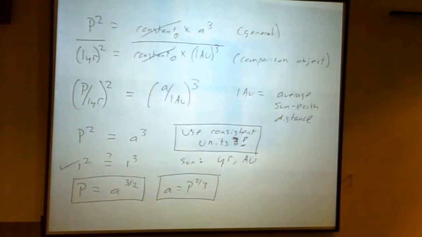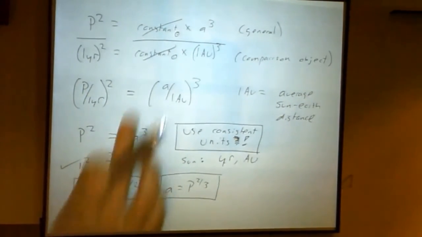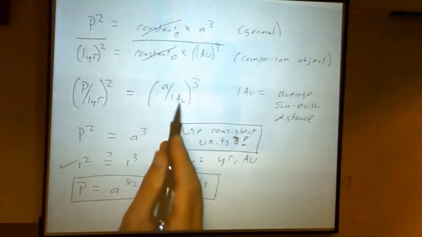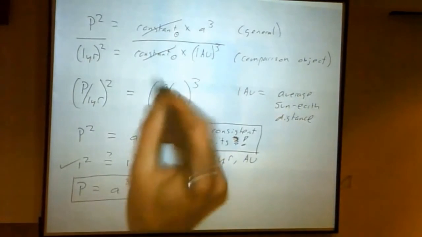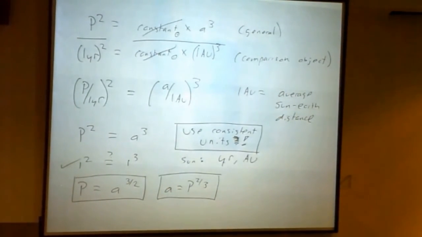If we're talking about something going around the Earth, don't be using years and astronomical units. This is only true in years and astronomical units for things going around the Sun. If that confuses you, fall back to this equation where the units are written out explicitly, and you can write them in there and cancel them out. Everyone following me so far?